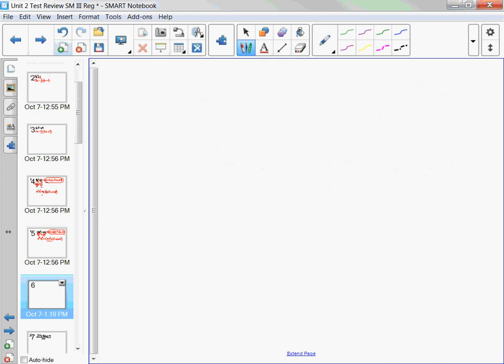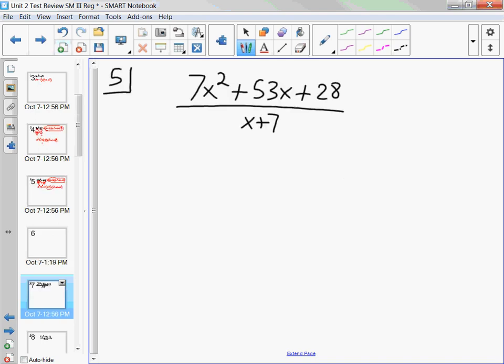Problem number 5. The instructions for problem number 5 is simplify by factoring. So I need to factor that top trinomial into two binomials. And since my denominator is x plus 7, I can kind of guess that one of my factors is probably going to be x plus 7. But we can check it out and see.